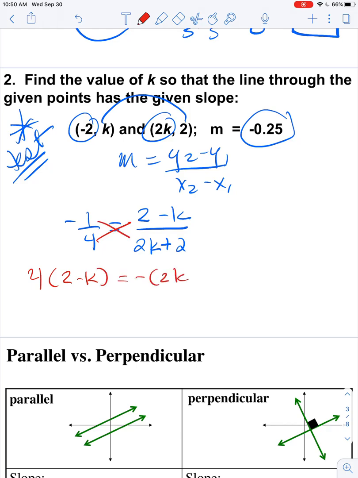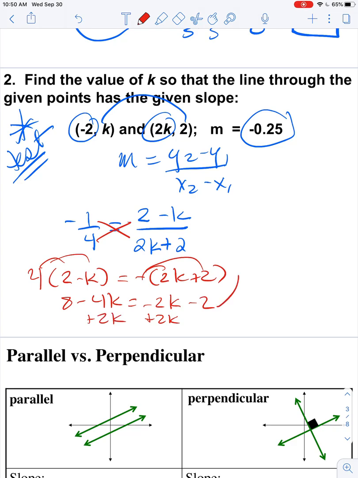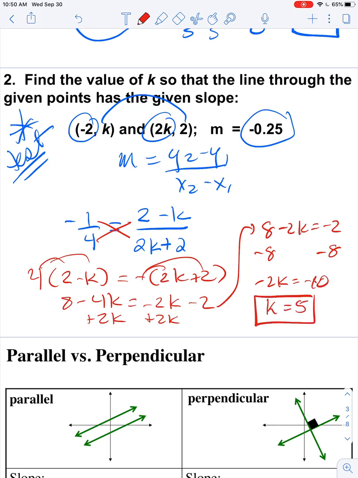I can say 4 times 2 minus k has to equal a negative times 2k plus 2, being careful to multiply that negative by everything. So a little distributing here, and here, don't forget about that negative going to everything inside of there. Now if I start to solve this, maybe I'm going to add the 2k over here. So I'm going to be at 8 minus 2k equals negative 2. Take that 8 away. Negative 2k is going to be negative 10. So my k value would have to be 5 in order to make that work.